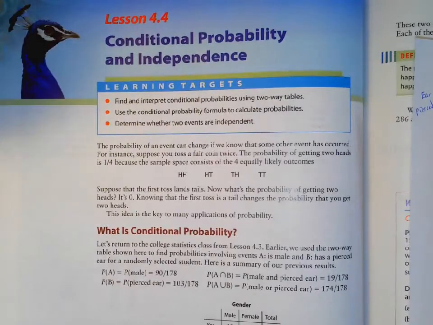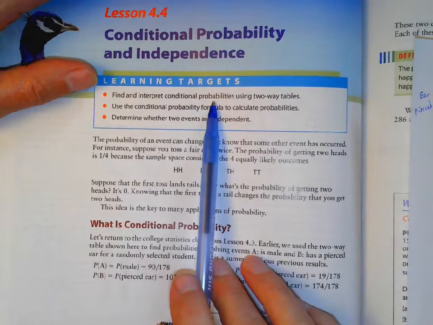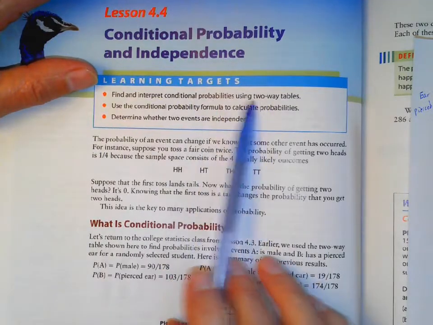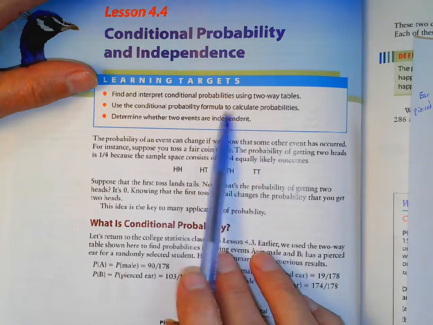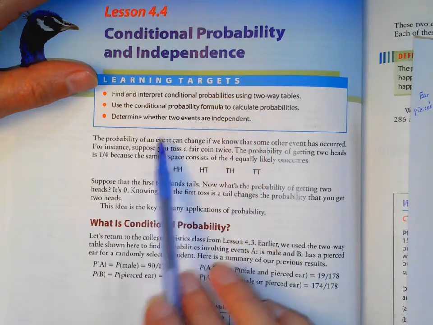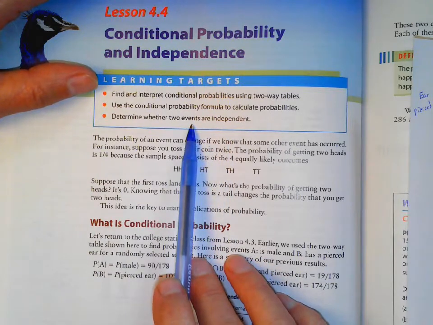Okay, these are the 4.4 notes. We're going to talk about conditional probabilities from a two-way table. We're going to talk about conditional probabilities from a formula, how to use a formula for it. And then we're going to define what it means if two events are independent of each other.